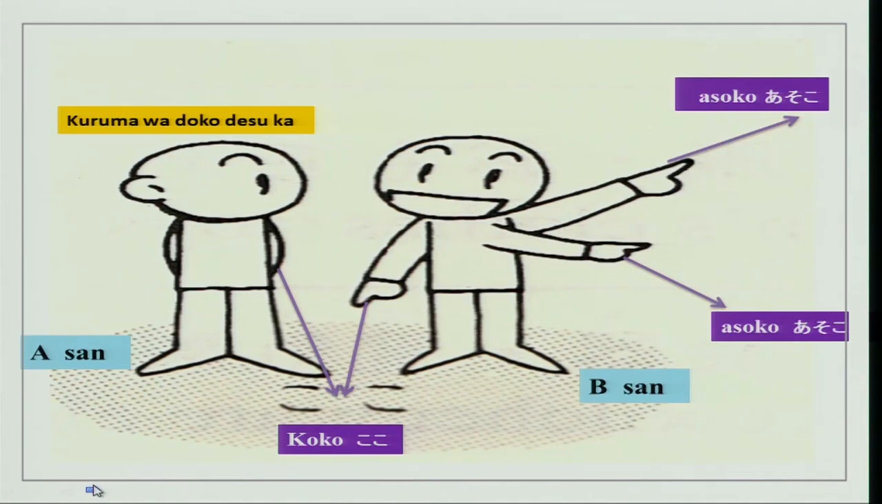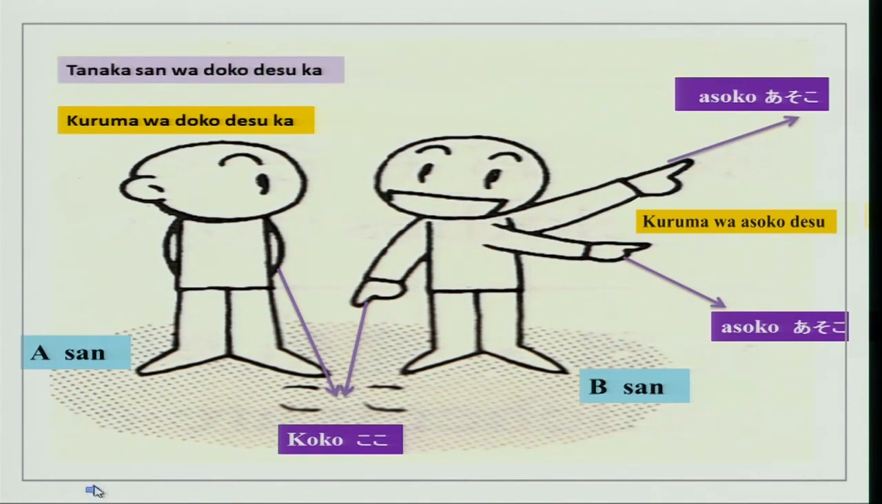Now, A-san has a question. He says, Kuruma wa doko desu ka? Kuruma wa doko desu ka? And B has to say, Kuruma wa asoko desu, over there, because the kuruma is far away from A and B both.